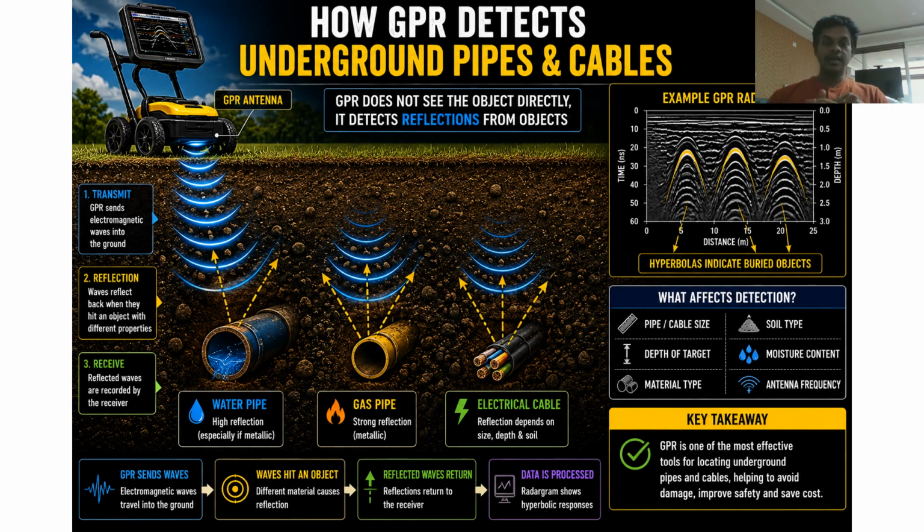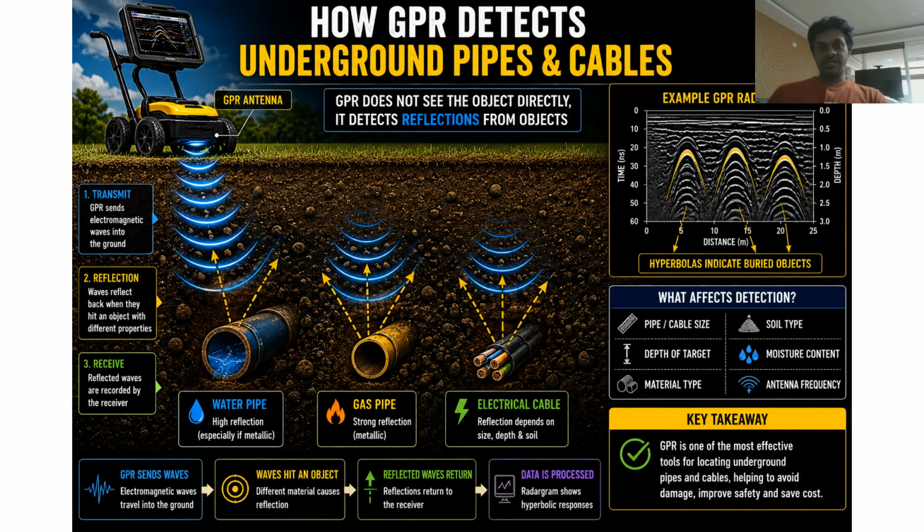So, coming to the end, let us summarize. Can ground penetrating radar detect underground pipes and cables? Yes, in many cases. It is one of the best tools available for locating buried utilities. However, the success generally depends on the material of the pipe, the depth, the soil conditions, the survey design, and also the moisture content. When used correctly, GPR can help engineers avoid costly excavation mistakes and also improve the safety of the construction project.